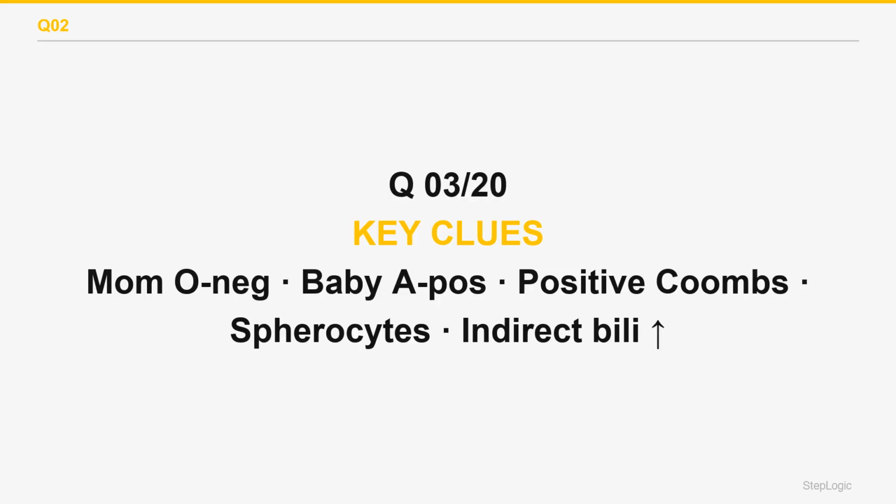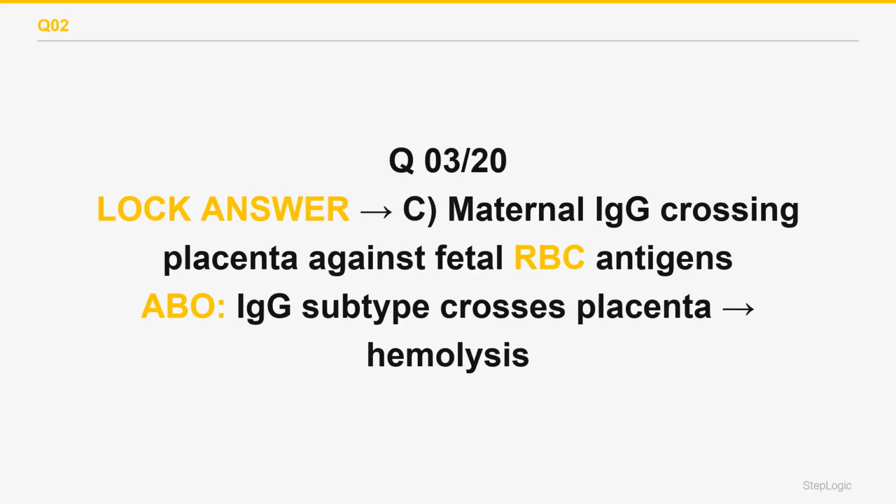Mother is type O. She has naturally occurring anti-A and anti-B antibodies. Some of those are IgG subclass, which can cross the placenta. They coat fetal A positive red cells, leading to extravascular hemolysis, spherocyte formation, and indirect hyperbilirubinemia. Positive direct Coombs confirms antibody on the red cells.